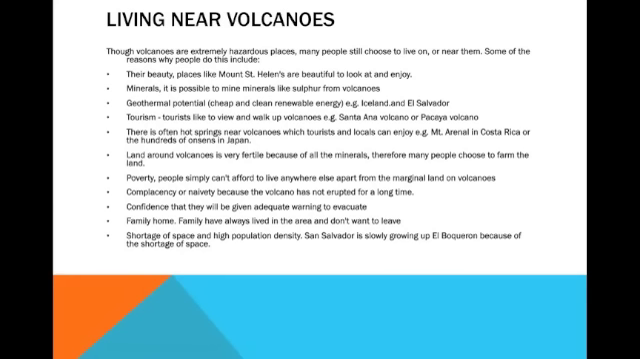Complacency, which means they don't really care, or naivety, because the volcano hasn't erupted for a long time, so people might think, oh, it's not going to erupt again for now. Confidence that they will be given adequate warning to evacuate.